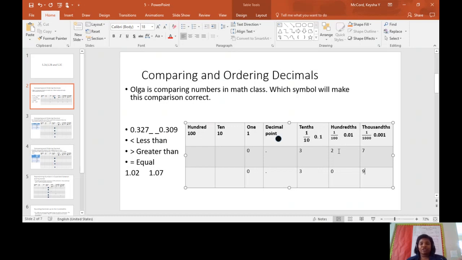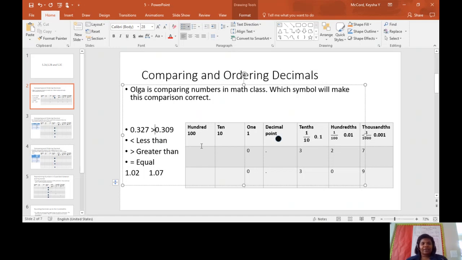hundredths, and I'm going to compare 2 hundredths and 0 hundredths. Well, what do I know about 2 and 0? I know that 2 is greater than 0. So that means 327 thousandths has to be greater than 309 thousandths. So in this section right here, I'm going to put the greater than symbol.